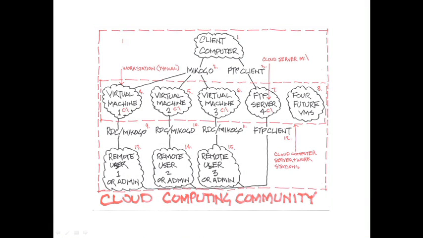Our cloud computer functions as part of what I call a cloud computing community. Here is how a cloud computing community is put together. The client's computer can be located almost anywhere, represented by blob 1. Client computers can connect to our cloud computer with Mikogo for online collaborative sessions, item 2.